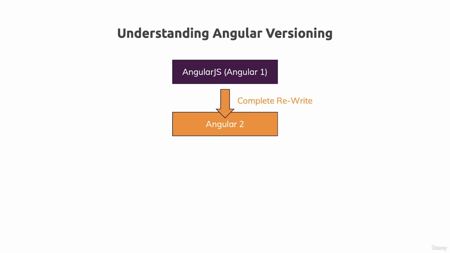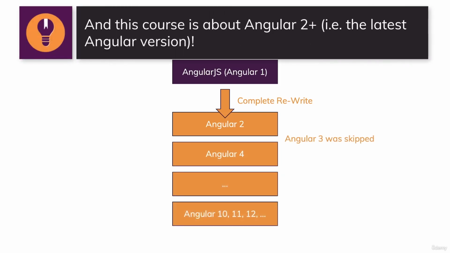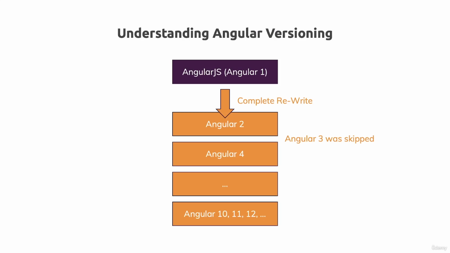But you actually also won't be using Angular 2 because there have been a couple of other versions of Angular as well. Angular version 3 was skipped for some internal reasons, but then we had Angular 4 and a couple of other versions, and then we arrived at Angular 10, 11, 12, 13, 14, 15, and so on. So we got a bunch of Angular versions. Now, all these versions, however, are the same framework. The only difference is between Angular 1 and 2.